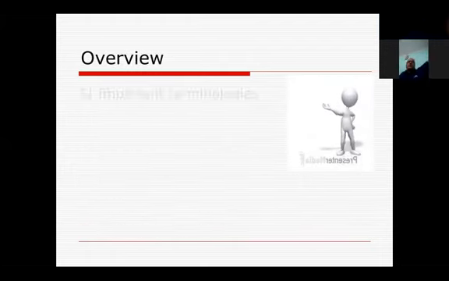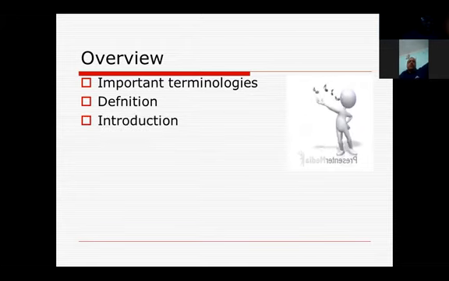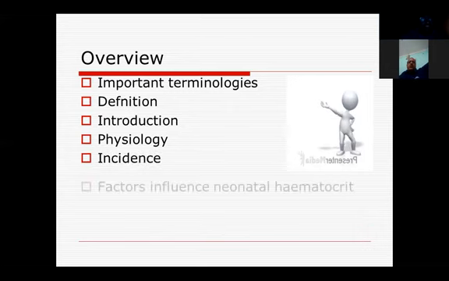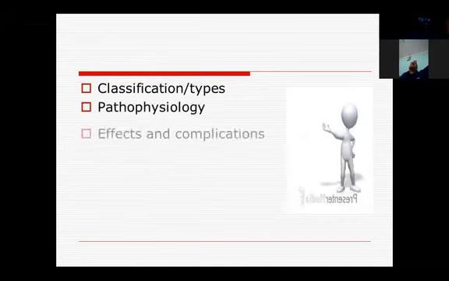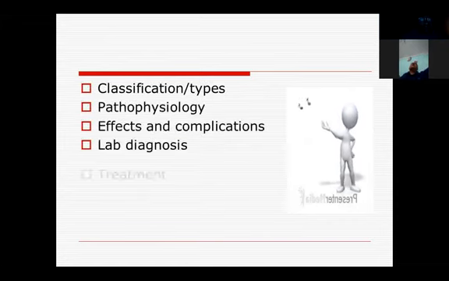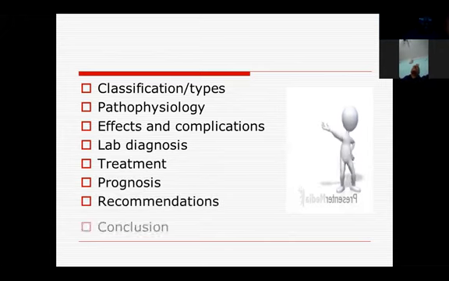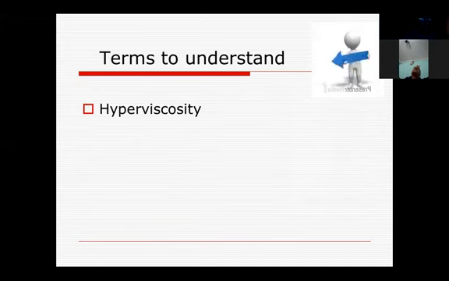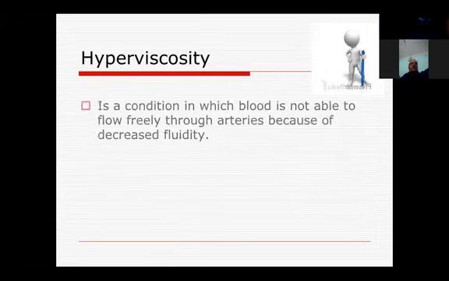So, an overview of what I'm going to discuss here: the important terminologies and definitions we should know, the introduction, physiology, incidence, the factors that influence neonatal hematocrit, etiology, classification, pathophysiology, effects and complications, lab diagnosis, treatment, prognosis and recommendations, and conclusion in the last. Now we should know 3 terms: what is hyperviscosity, what is hematocrit, and what is polycythemia.